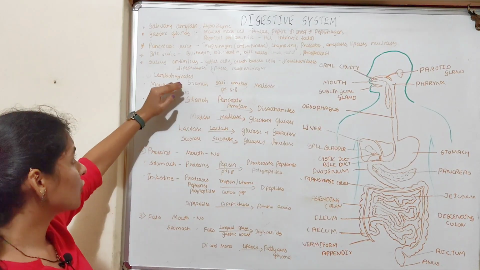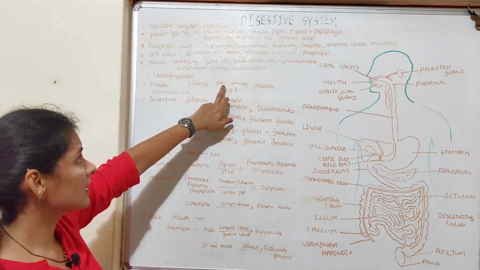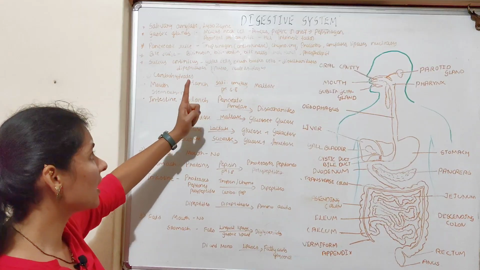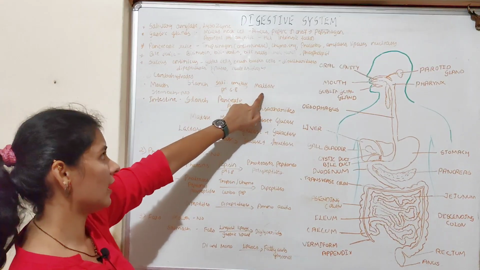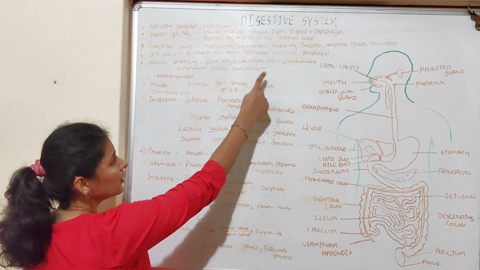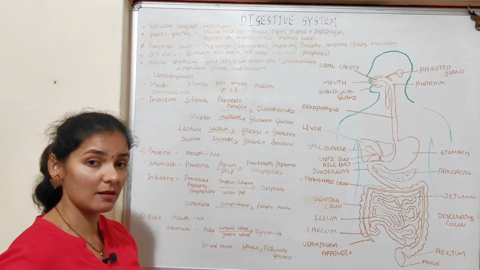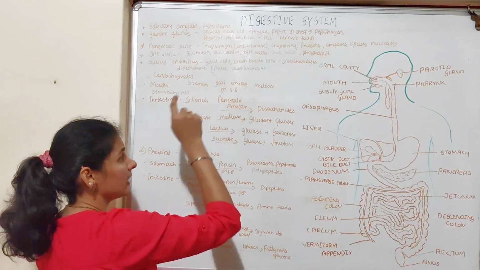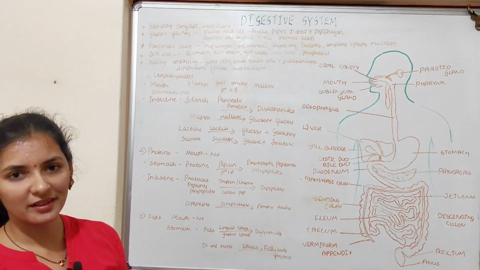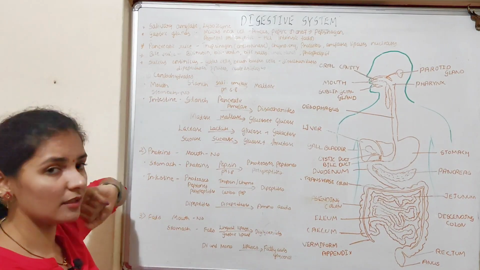So if you talk about the digestion of carbohydrate in the mouth, it is done with the help of the enzyme salivary amylase. Salivary amylase acts on the starch and converts starch into maltose, which is a disaccharide. So here polysaccharide starch is converted into disaccharide, that is maltose, with the help of salivary amylase enzyme at pH 6.8, and pH 6.8 is maintained by the saliva in the oral cavity or buccal cavity. So that is about the digestion of carbohydrate in the mouth.